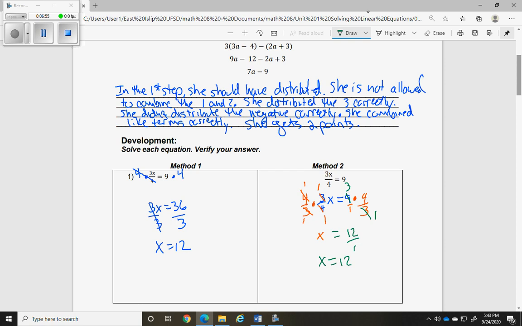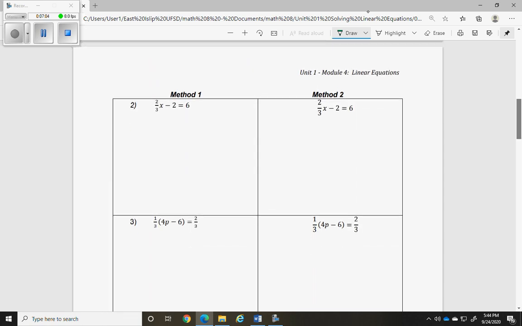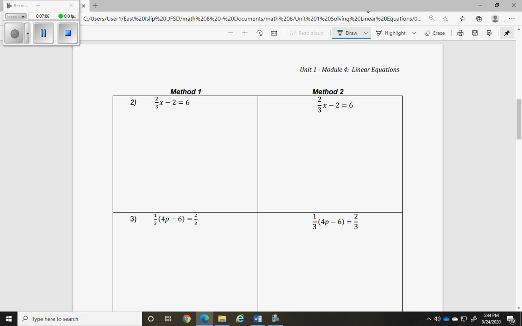12 over 1 is the same thing as 12. So I don't care what method you use. I don't care if you multiply by the reciprocal or if you first divide and then multiply. It really gets you the same results. On number 2, I would really only use one method. I'm not going to do it 2 different ways. I really think that we should all add 2 to both sides.